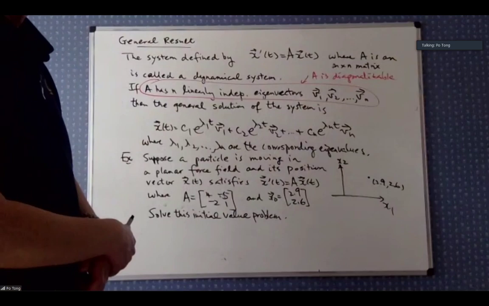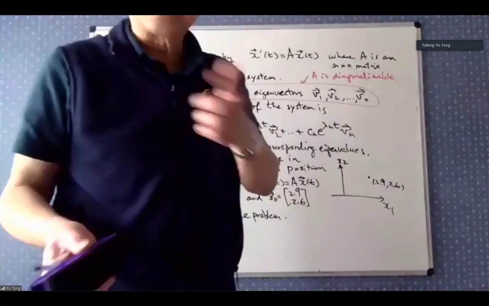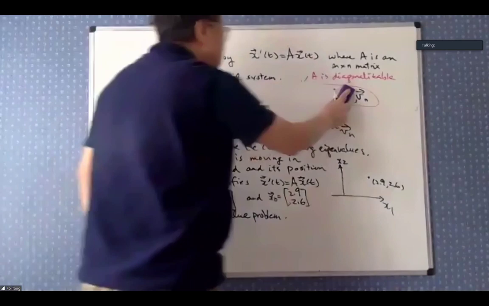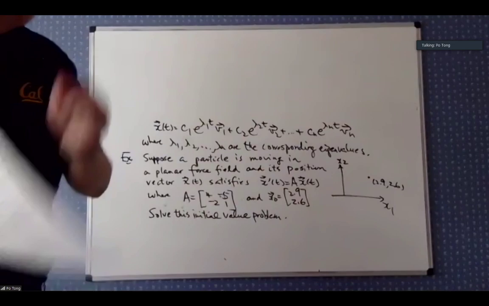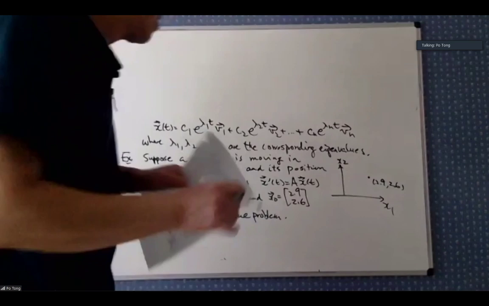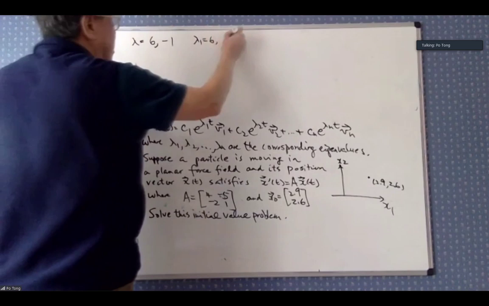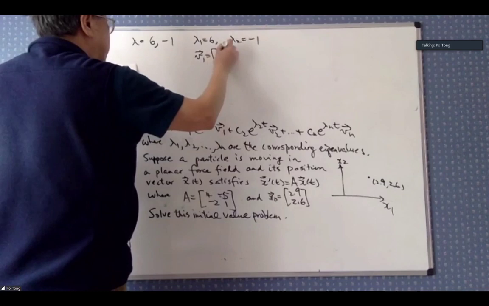So what we are saying is that all you need to do is to diagonalize the system. Essentially, you just find out what the eigenvalues and eigenvectors are. For this example, I'm not going to have enough time to do all the computation. I'm just going to say that the eigenvalues are 6 and minus 1. So lambda 1 is 6, lambda 2 is minus 1. The corresponding V1 is minus 5, 2, and V2 is 1, 1.